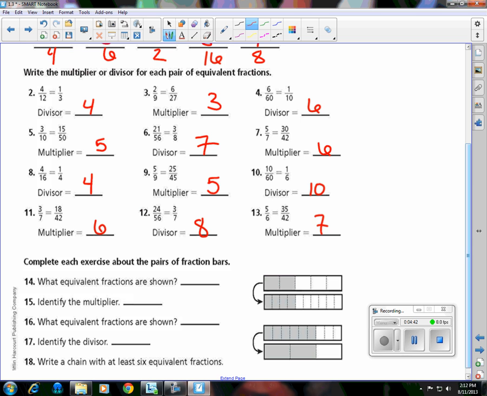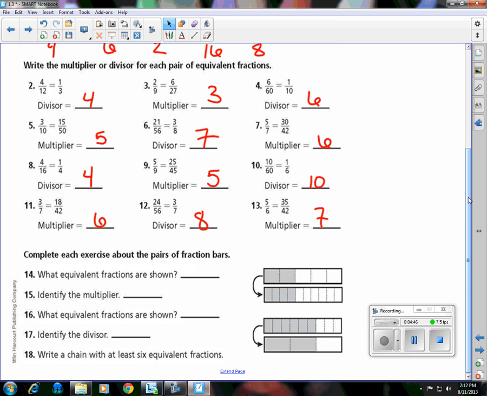Complete the exercise about the fraction bars that are shown here. So we're going to take a look at these fraction bars. What equivalent fractions are shown? Okay, well this first bar is 1, 2, 3, 4, 5 pieces. So 5, and 2 are shaded, so 2/5.